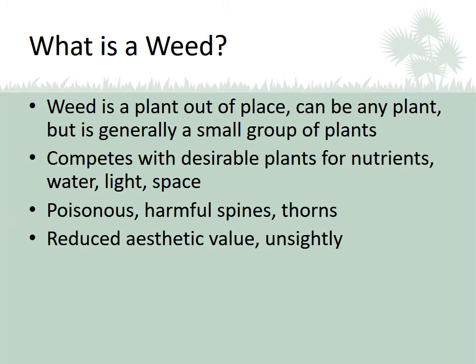So, what is a weed? A weed is a plant out of place. It can be any plant, but it's generally a small group of plants. Weeds compete with desirable plants for nutrients, water, light, and space. Weeds can also be a source for pest insects and diseases. They can overwinter or oversummer in the weeds and then move back into your valuable plants. Many weeds can be poisonous. They can have harmful spines, thorns, and then of course there's a reduced aesthetic value and they're unsightly.